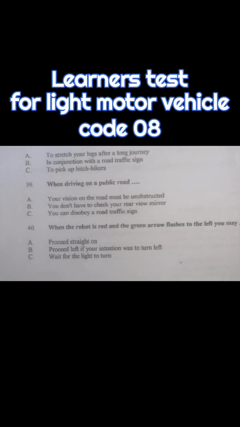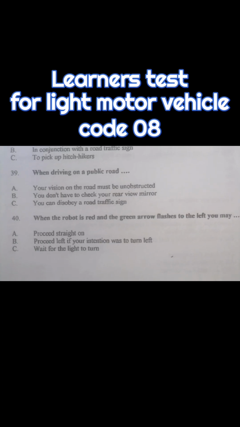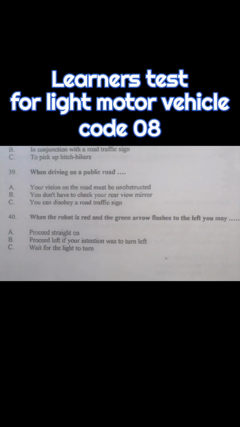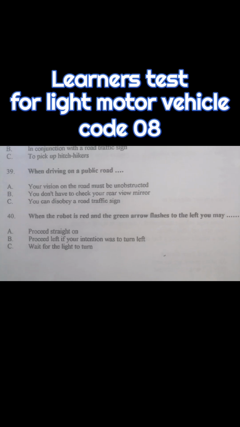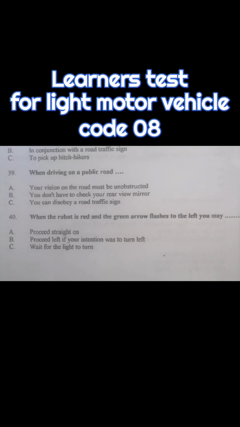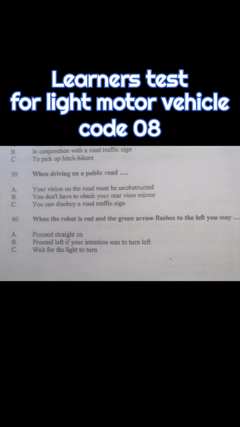Alright, the last question in the section is question 40. It says, when the robot is red and the green arrow flashes to the left, you may proceed straight on, proceed left if your intention was to turn left, or C, wait for the light to turn. The answer there is B, proceed left if your intention was to turn left.